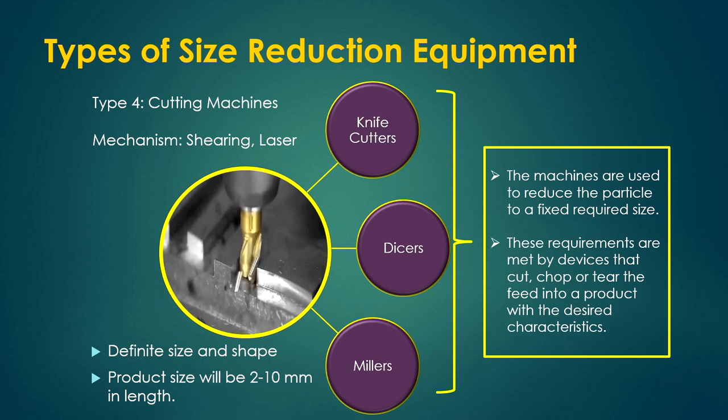They are mainly shearing and laser actions used for grinding some materials into a definite size and shape as per design. The product size generally will be 2 to 10 millimeter in length. In this case, generally knife cutters, dicers, and slitters are used, and the machines reduce the particle to a fixed required size depending on the design of the material or the size required for a specific purpose. And these requirements are met by devices that cut, chop, or tear the feed into a product with the desired characteristics.